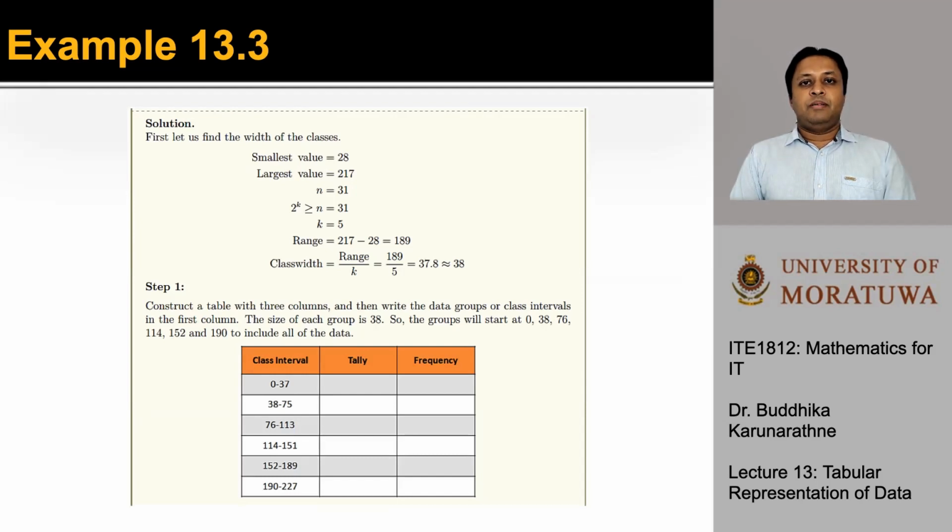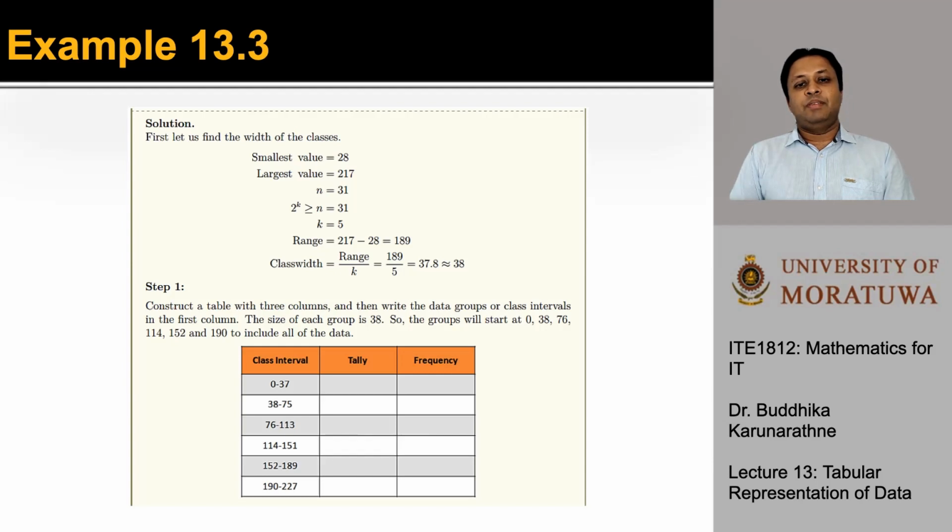Now, how to calculate the class width? You divide range by K. The range is 189 and the K value was obtained to be 5, and you get 37.5, which is approximately rounded to 38. So the class width you have to select is 38.